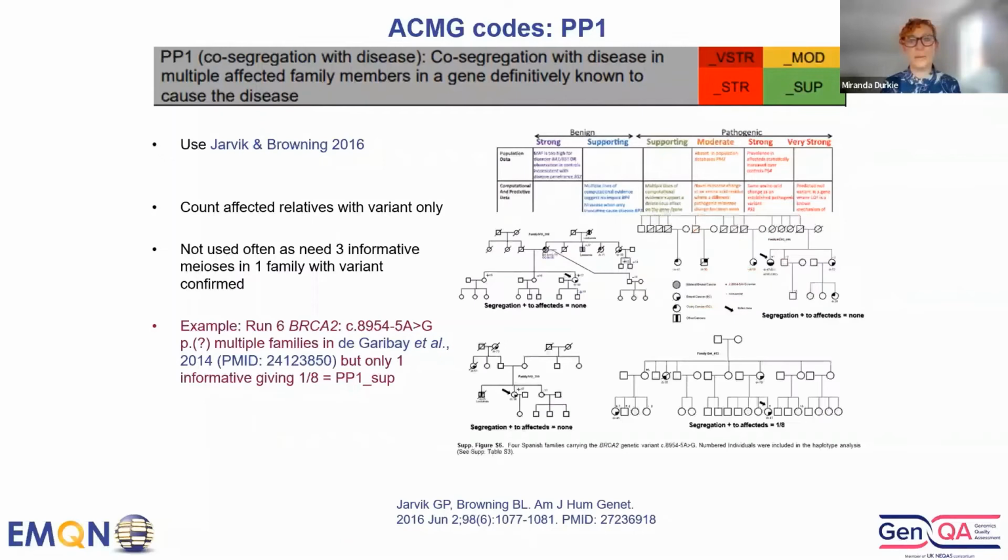A good example to demonstrate this, we had in Run 6, this BRCA1 splice variant. There was this fantastic paper by Garibe et al. with all the beautiful pedigrees, which is very rare that you see. But actually, when we looked closely at each of these pedigrees, 3 out of the 4 were not informative for segregation to affected individuals that had the variant. So we could only use one family, and we were only able to apply PP1 at supporting.